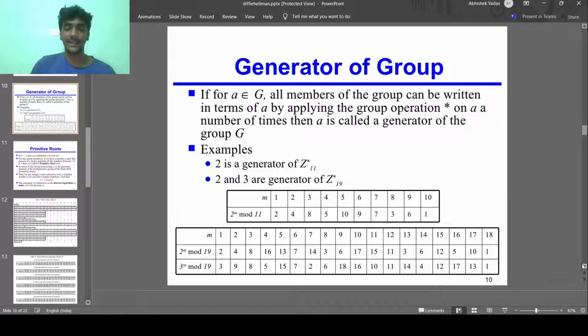So Z star 11 represents the set of integers under the binary operation of multiplication modulo 11. So 2 is a generator of Z star 11, as you can see in the table. For m 1 2 3 4 5 6 7 8 9 10, we have a generator 2, and 2 raised to the power m mod 11, we can create the values. And for Z 19, we can say the same for 2 and 3, as you can see in the table.